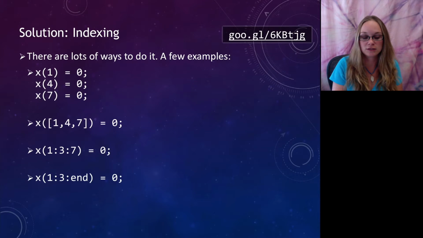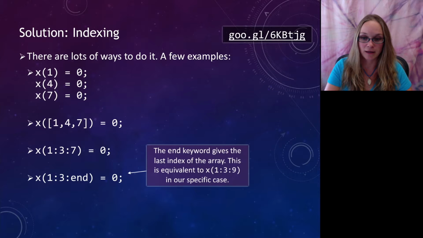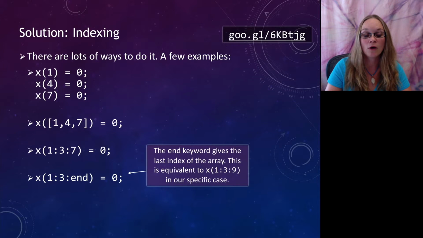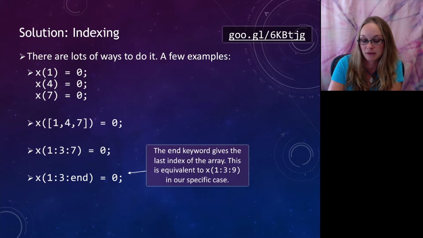If you want to make it a little bit more flexible, you can use something called end. The end is a special word in Matlab, and it gives the last index of the array. So it's really quite nice when you are trying to make a piece of code work for a matrix that doesn't have a specific size. So in our case, end means element 9. So it would go all the way up until it hit 9 here.